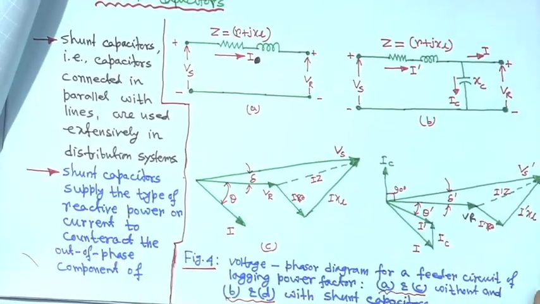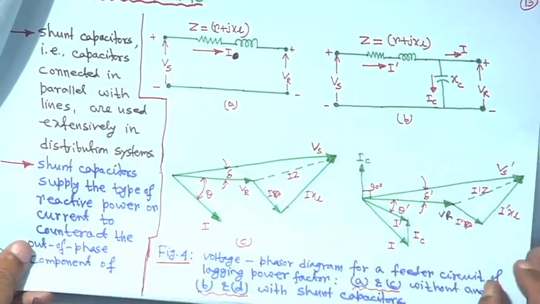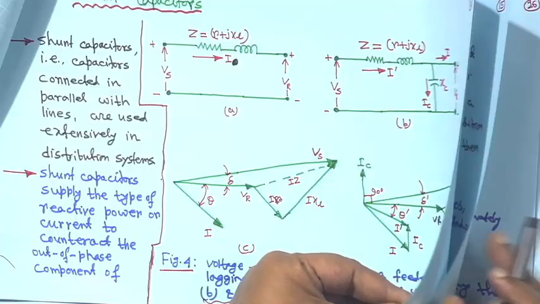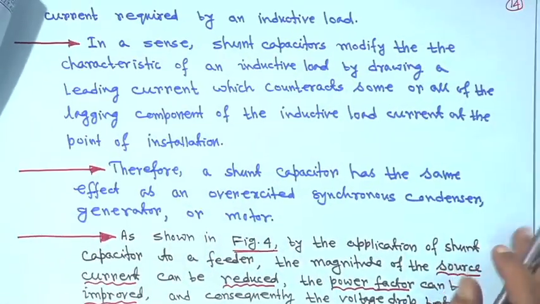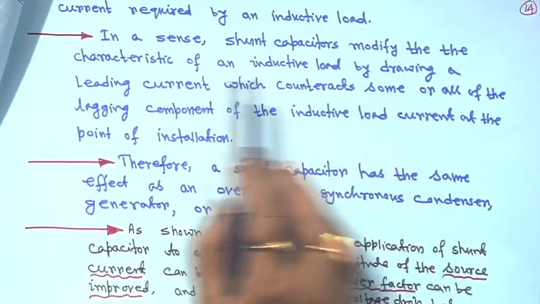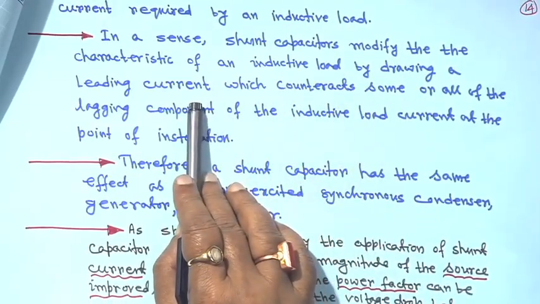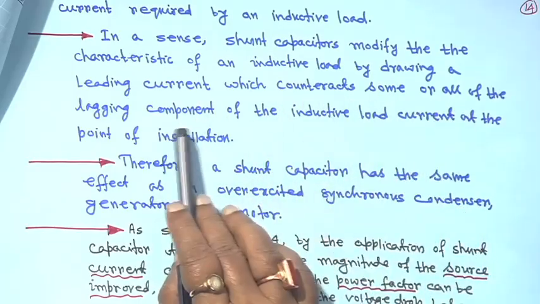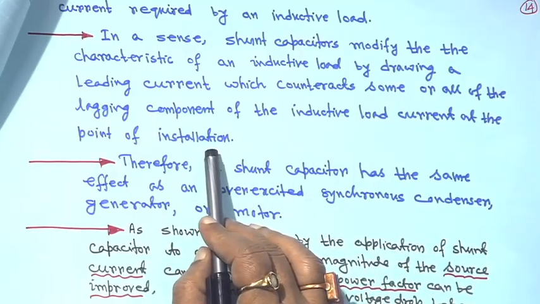So, that is why this is the phasor diagram. Hope this is understandable, right. All these things are written up here. In a sense, the shunt capacitor modifies the characteristic of an inductive load by drawing a leading current, everything I told you, which counteracts some or all of the lagging component of the inductive load current at the point of installation, right.